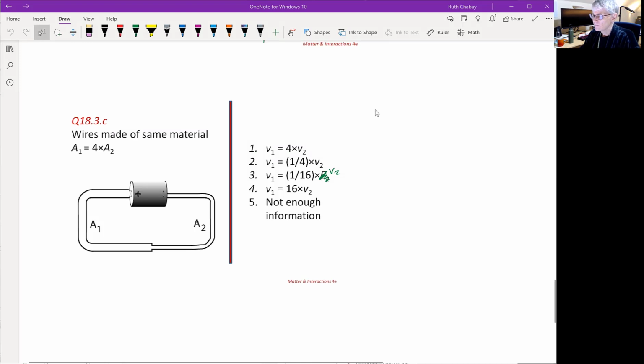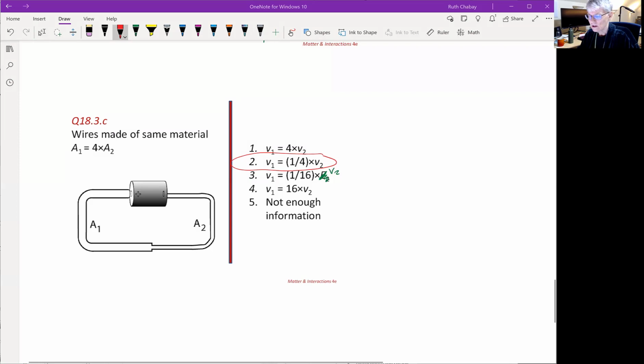So you said that V1 was less than V2, obviously because the cross-sectional area is bigger, and that in fact, since A1 is 4 times as big as A2, then V1 had to be only a fourth as large as V2, and that's absolutely correct. So that's indeed the right answer.